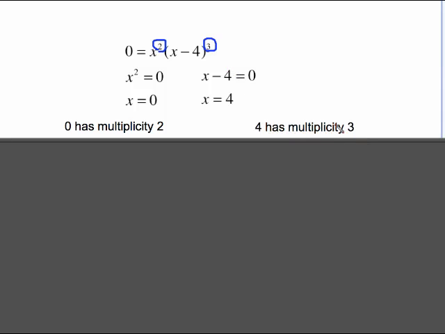And all that refers to is, instead of writing it as x minus 4 cubed, I could write out x minus 4 times x minus 4 times x minus 4, 3 times. And when I would set those equal to 0 and solve, I would have 4 written down 3 times.